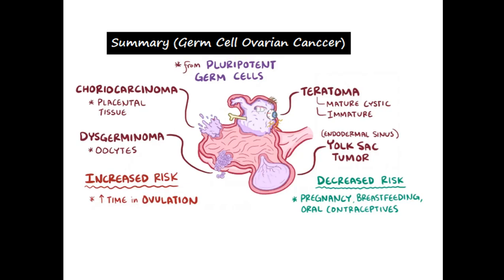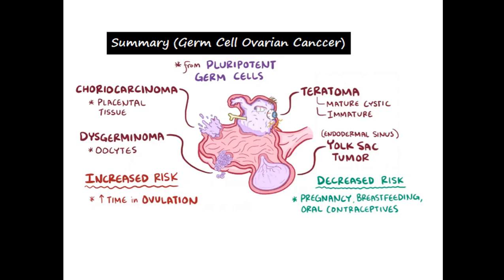The choriocarcinoma arises from the syncytiotrophoblast cells, which form the placenta, and therefore these tumors, since they contain a lot of blood vessels, easily bleed. The dysgerminoma arises from the germ cells that will develop later into the oocytes, and therefore these tumors are derived from the pluripotent cells that in later life develop into the oocytes.